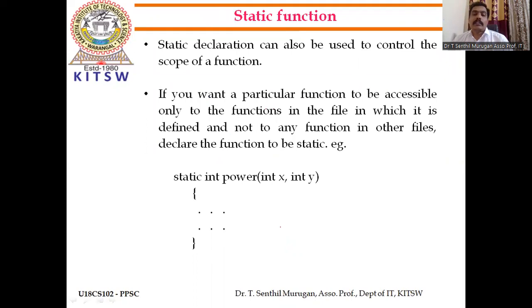Static declaration can also be used to control the scope of a function. If you want a particular function to be accessible only to the functions in the file in which it is defined, and not to any function in other files, then declare the function as static. If we declare a function as static, this is a static function. The scope of the function is limited. That's why we go for static functions.